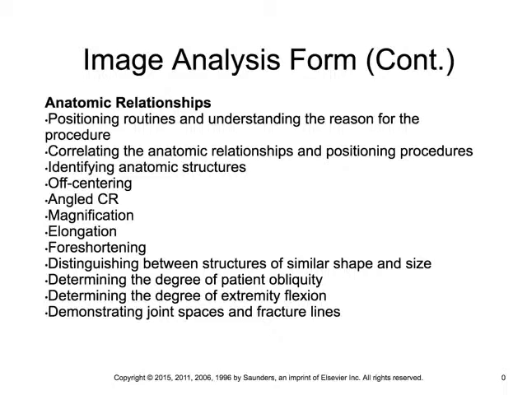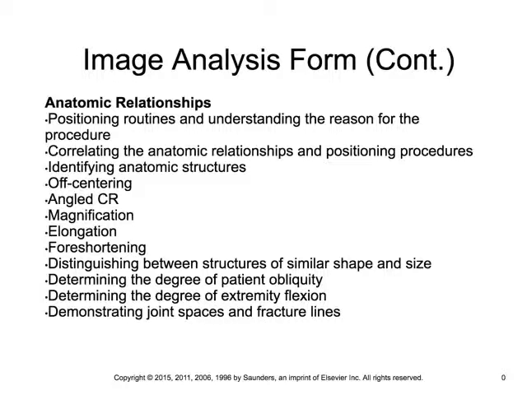Now, off-centering, of course, is going to close up a joint, so we want to be very careful that we're centered to the joint or any anatomy of interest. If we're doing a knee, we want to be centered on the knee, because if we're not centered on the knee, the joint will be closed. Understanding things like magnification, elongation, foreshortening, and how that might impact an image is going to be really, really helpful. So we'll be looking at examples of that in just a moment.